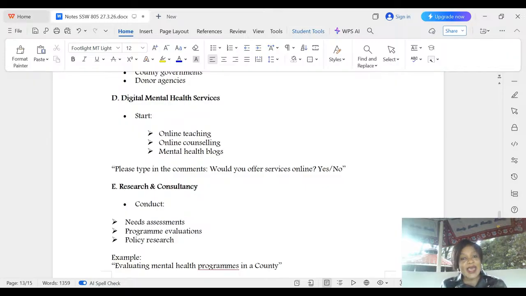All right, you can do digital mental health service provision. You can work online and provide mental health services. You can teach, like train online. You can do online counseling using various available platforms. You can have mental health blogs, podcasts.